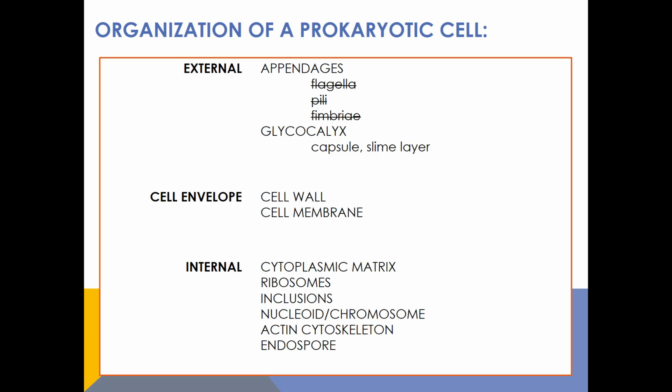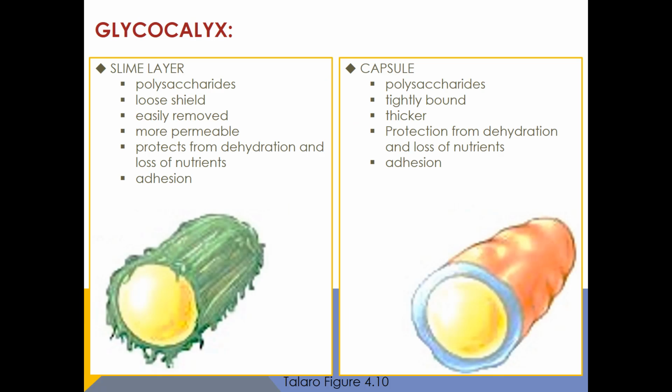Next up is the glycocalyx. And when we talk about the glycocalyx, there are two types. There is a slime layer and the capsule. They are all made of sugars, long-chain sugars, polysaccharides, but the difference between a slime layer and a capsule is that one is more loose, so it's easier to remove, and one is much thicker and more tightly bound. They both protect an organism from dehydration, from drying out, and because they are long-chain sugars, they can be reeled back in by the organism and used for food, so they can prevent loss of nutrients. And they are used for adhesion as well as protection.